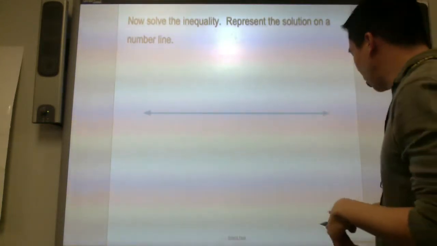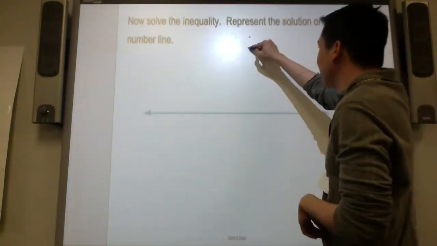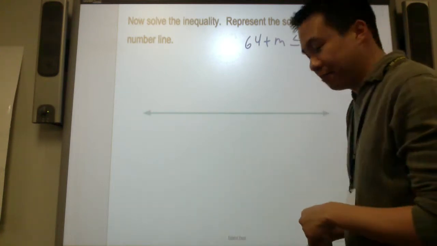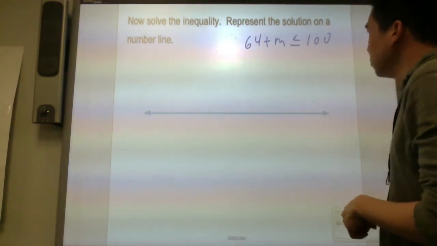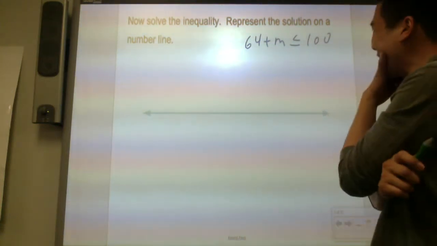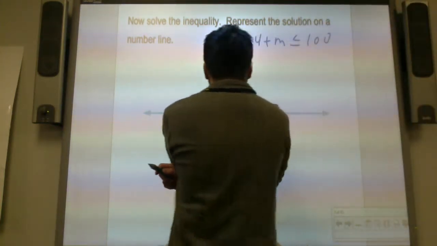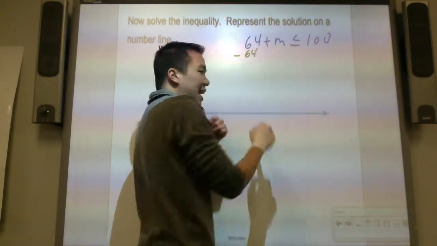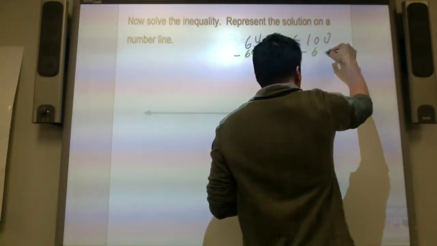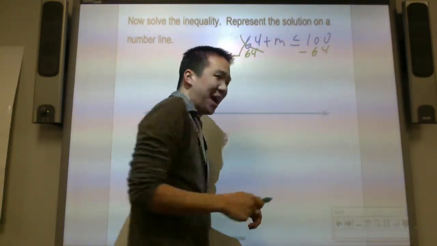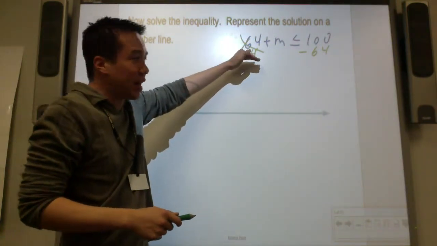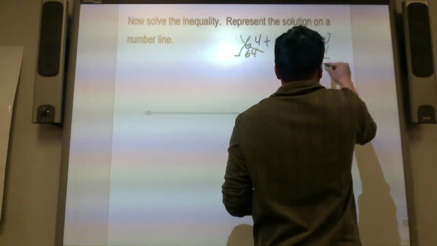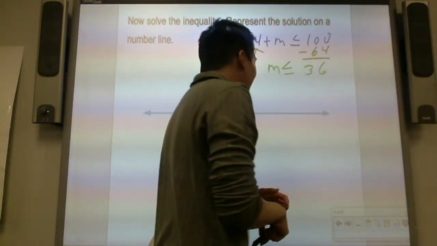Now solve this inequality. The inequality we got was 64 plus M is less than or equal to 100. I need to keep M, the variable, by itself. What is the inverse or opposite of 64? Minus 64, or negative 64. So this cancels out. Again, in the balance scale, if you take 64 away from the left side, you better take 64 from the right side. If not, it's going to get lopsided. So 100 take away 64 is 36. So M is less than or equal to 36.